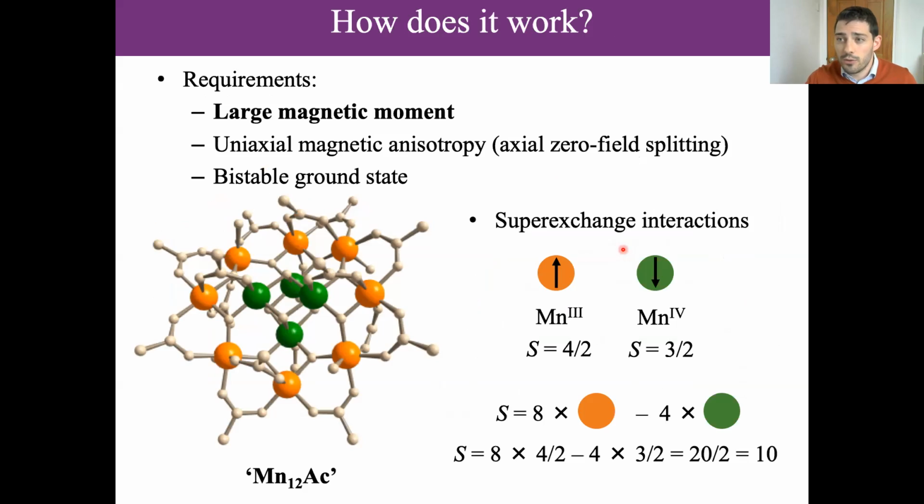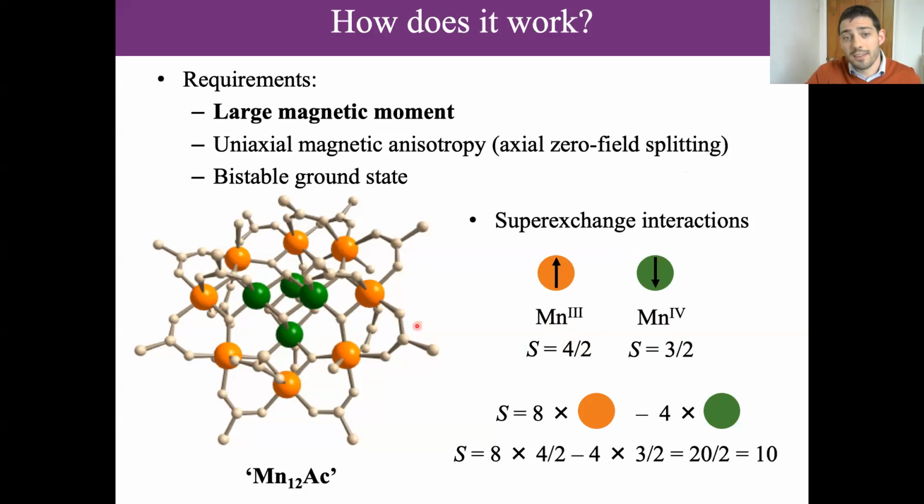And in manganese 12, we can very loosely sketch the magnetic properties of this molecule. It's actually very complicated, but in a loose sketch, we have 12 manganese ions. There is a peripheral set, which are manganese 3s in orange. There is a central tetrahedron, which is manganese 4 in green. And these have different spins. These are all octahedral manganese ions. And so these have different spin ground states in octahedral crystal fields.